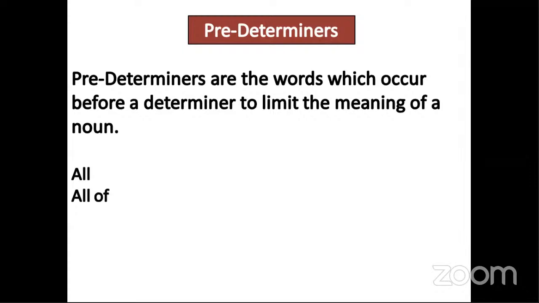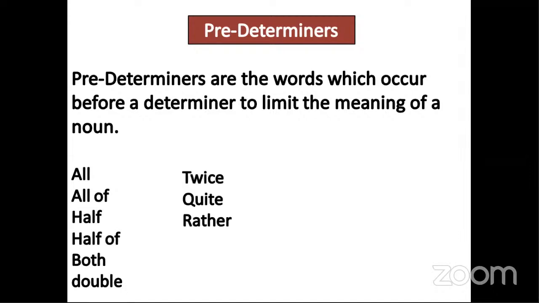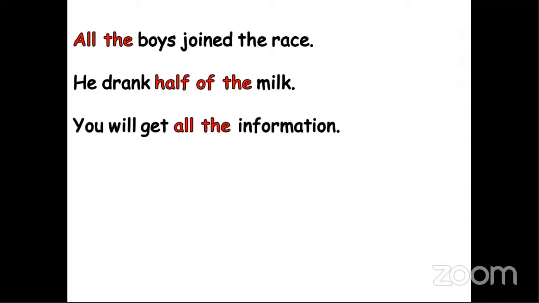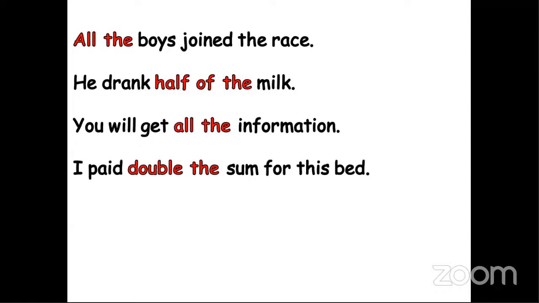So these are some of the words which usually come before the main determiner: all of, half of, both, double, twice, quite, rather, such, what. Now let us see how they are used with the help of examples, and you will understand it better. All the boys joined the race. Do you see, all is the predeterminer for the main determiner there, the. He drank half of the milk. And everywhere, if you notice, we will be having quantifiers. I paid double the sum for this bed.